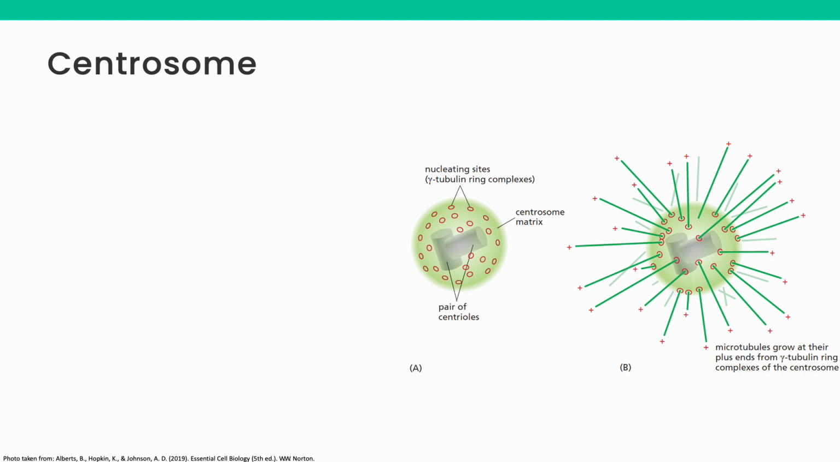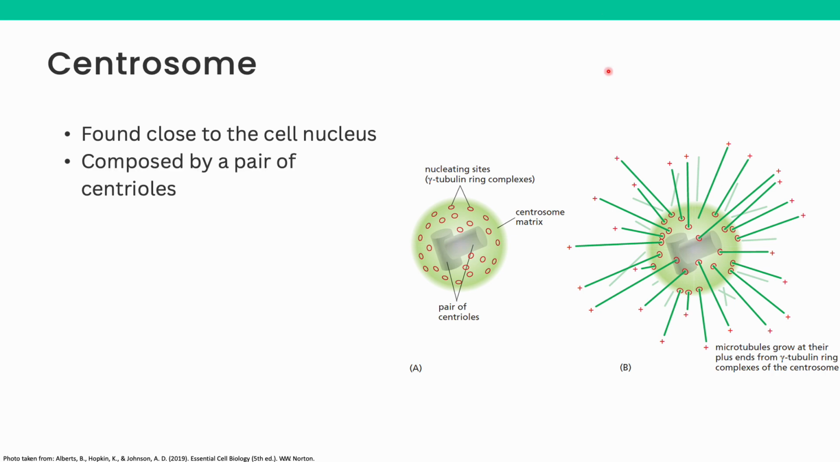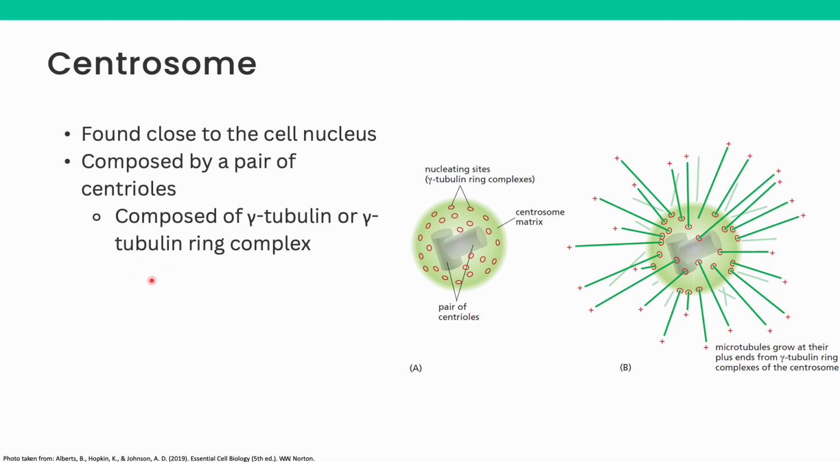Now, our centrosome, which is the major organizing center of the microtubules in the non-dividing cell, can be found close to the nucleus, and it's composed of two centrioles. The centrioles can be found here. Our centrioles are composed of a special type of tubulin called gamma tubulin, and they form our gamma tubulin ring complexes. Now, the centrioles are the starting point of growth for our different microtubules, which we call the nucleation site.